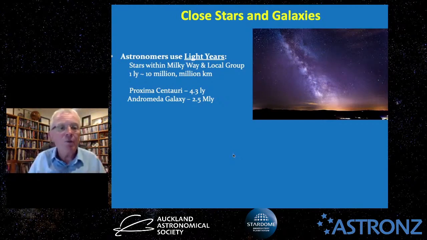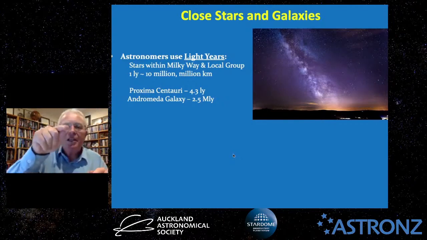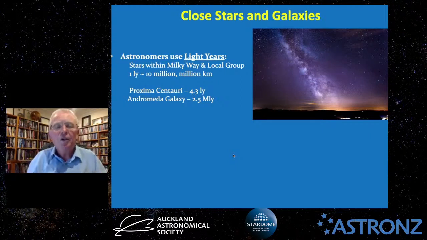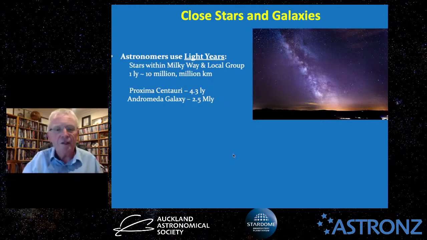And just a couple of examples: Proxima Centauri, the closest star to our solar system, is 4.3 light years away. Andromeda Galaxy, our nearest large spiral galaxy within our local group, is 2.5 million light years away. Whenever you see a capital M in front of something, you pronounce that mega, and it means million. So you see that a lot in astronomy. You'll probably see it a few slides later on, and that just means 2.5 mega light years, which means 2.5 million light years.